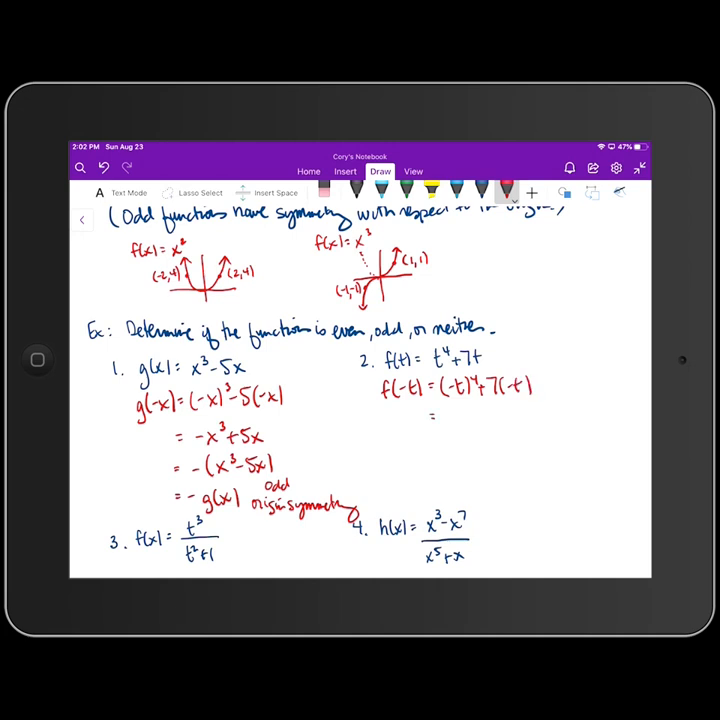So we're going to plug in negative t wherever we see a t in our function. So negative t to the 4th power is the same thing as t to the 4th power, plus 7 times negative t, that becomes minus 7t. That is not the original function we started with, so the function is not even. That's also not the opposite of the original function, so the function is not odd, which means this function is neither even nor odd, which means that the graph has no symmetry. It doesn't have y-axis symmetry, and it doesn't have origin symmetry.